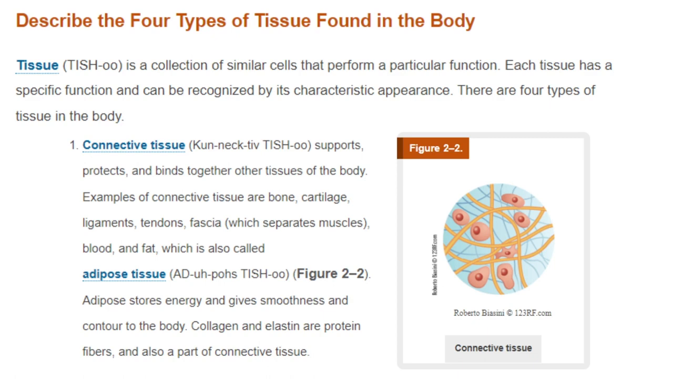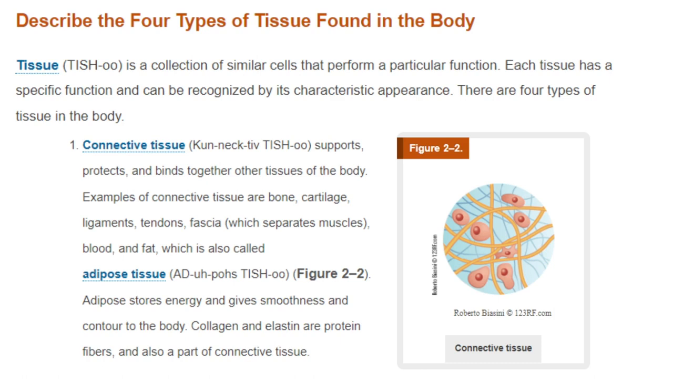Tissue is a collection of similar cells that perform a particular function. Each tissue has a specific function and can be recognized by its characteristic appearance. There are 4 types of tissue in the body.